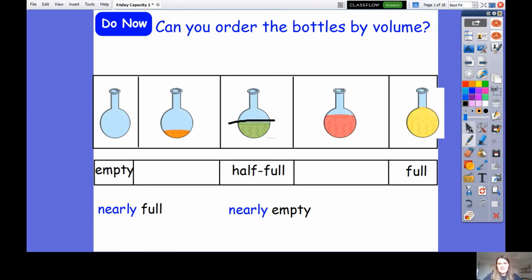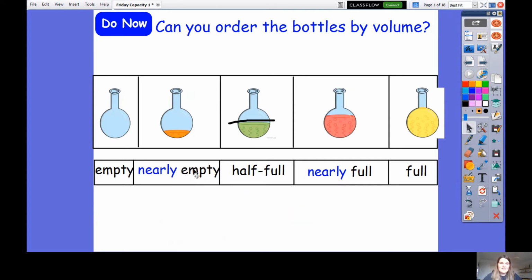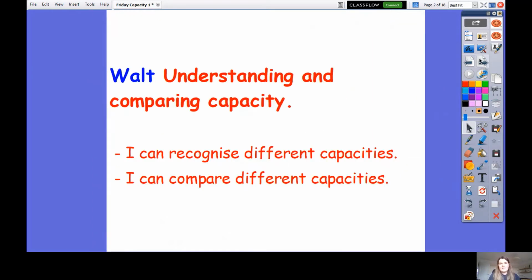Fantastic. So where is nearly full? The red one, the one closest to full. Fantastic, because it's not quite full, but it's nearly there. So where would nearly empty be? Well done. Nearly empty is the orange one that's left because it's got a little bit of volume, but not enough for it to be empty. Fantastic. So we're understanding capacity.